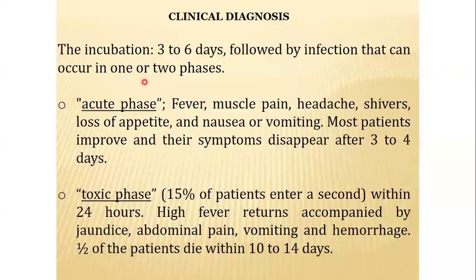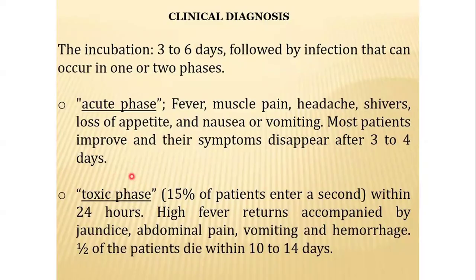Acute phase, non-specific signs, we said the febrile illness: we have fever, muscle pain, headache, shivers, loss of appetite, nausea, vomiting. Most patients improve and the symptoms disappear after 3 to 4 days. And then we have the toxic phase. In between these phases, as we've said here, the symptoms may disappear after 3 to 4 days, but now there is usually a remission period before we go to the toxic phase.